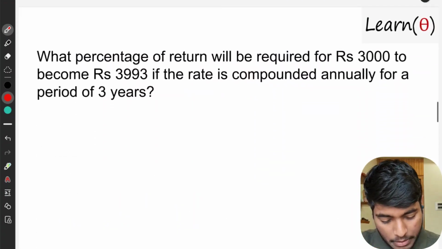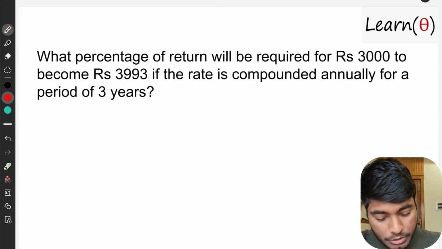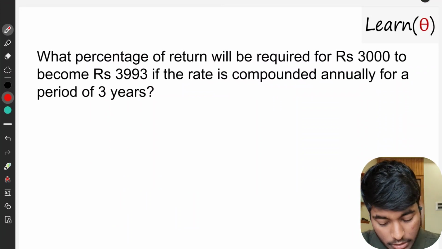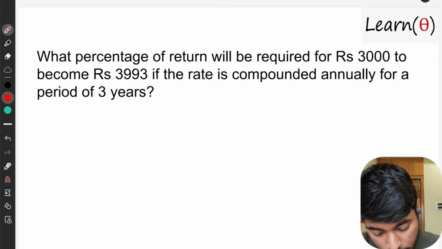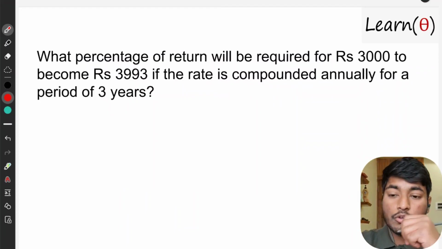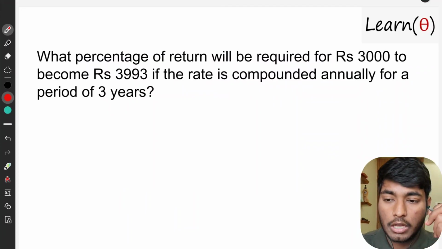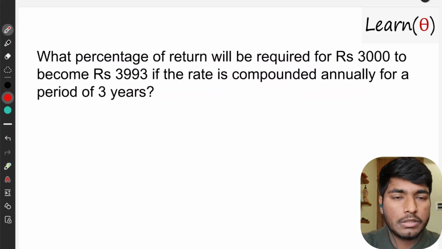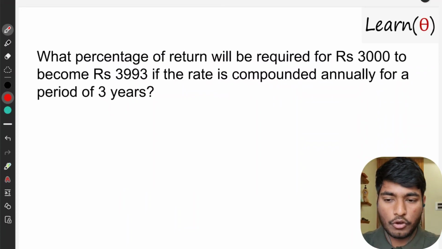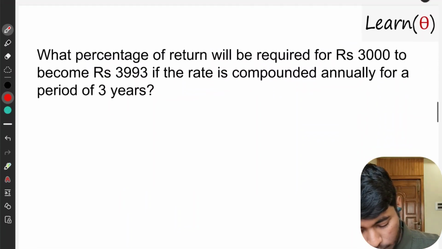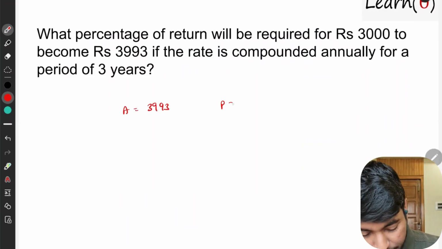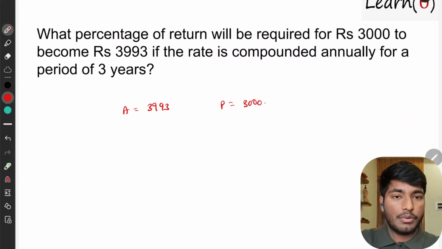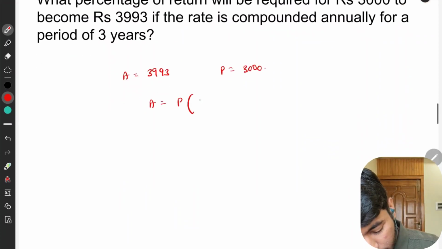Okay, fine. Let us calculate for this question. What percent of return will be required for 3000 to become 3993 if the rate is compounded annually for a period of 3 years? Now you have to say what is the rate of return. Basically it is the rate of interest only, the same language for all of these. How to calculate this? So what is the amount? Amount is 3993. What is the principal? Principal is 3000. Perfect. So I can say A is equal to P multiplied by (1 plus R upon 100) to the power of T.